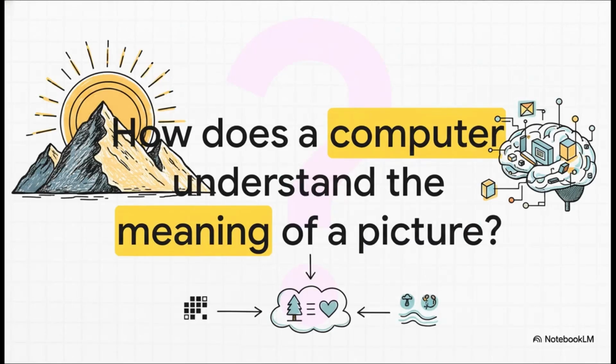So you know that old saying, right? A picture is worth 1,000 words. I mean, just look at this mountain sunset. We get it instantly. We see beauty, nature, this feeling of calm. But a computer? How does a computer understand any of that? How can it possibly grasp the actual meaning behind all those pixels?